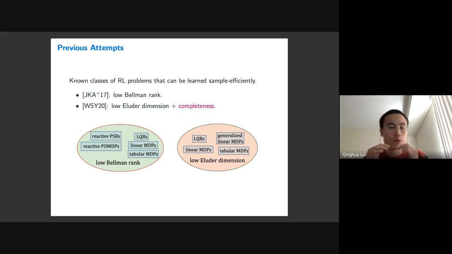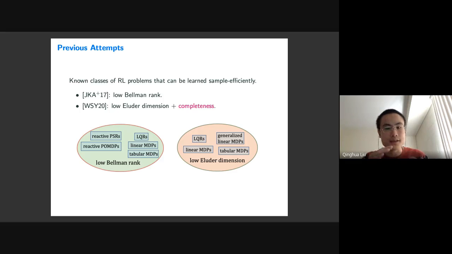Before I introduce our results, I want to briefly mention the previous attempts along this direction. In addition to linear function approximation, or LQRs, those very special models, there are actually two works that study generic function approximation. One is by Jiang et al. in 2017. They proposed a class of problems of low Bellman rank. This class includes linear MDPs, tabular MDPs, linear quadratic regulators. It also includes something called reactive POMDPs.